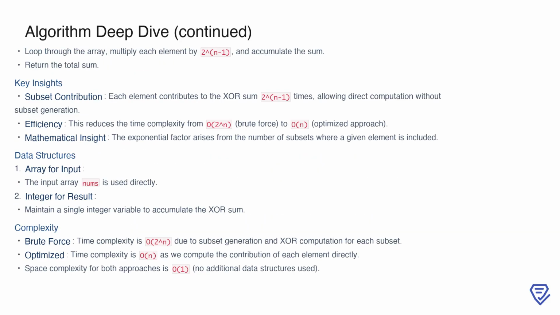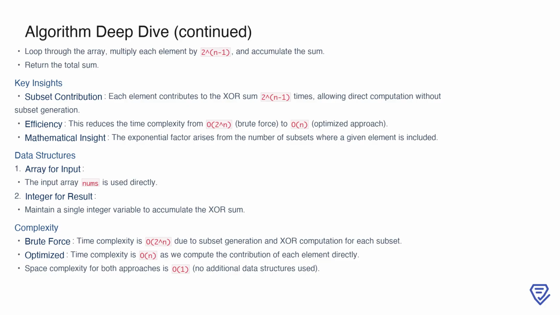To implement the optimized approach, we first compute 2^(n-1), which represents the number of subsets in which each element contributes to the XOR sum. Then, we iterate through the array, multiplying each element by this factor and accumulating the total sum. Finally, the accumulated sum is returned as the result. This approach is highly efficient because it eliminates the need to generate subsets, reducing the time complexity from O(2^n) to O(n).